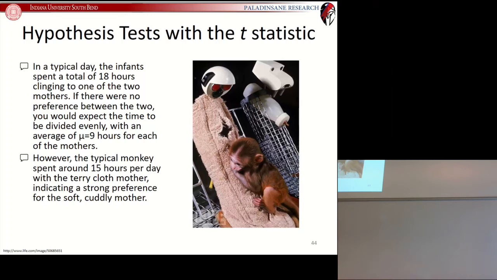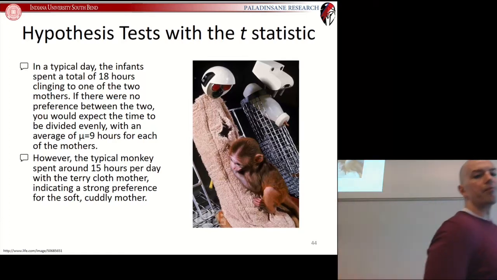So we don't know about the population of monkeys, how long they actually spend with the terry cloth mother, how long they actually spend with the wire mesh mother. But we do know that in this situation, they had 18 hours that they could spend with either of these two mothers. It was 18 hours where they had access to these mothers in the lab. And we then can hypothesize that if they did not prefer one mother over the other, on average, this population would spend 9 hours with the wire mesh mother, and this population would spend 9 hours with the terry cloth mother. So we know, if our null hypothesis is true and there's no preference, they'll spend 9 hours with one mother and 9 hours with the other.